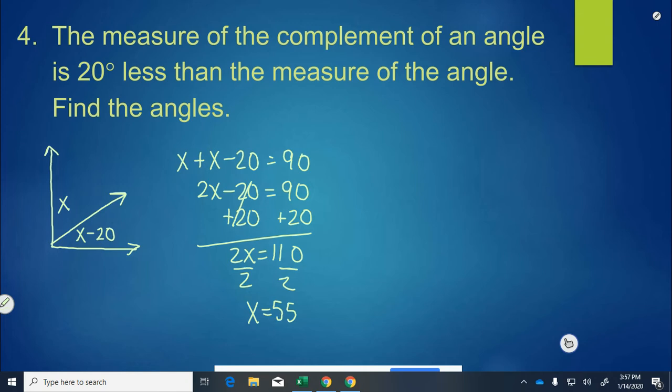So we plug in that 55. 55 is here. And then 55 minus 20 would be 35. And 55 plus 35 equals 90. So I know we've got it correct. All right, let's continue.